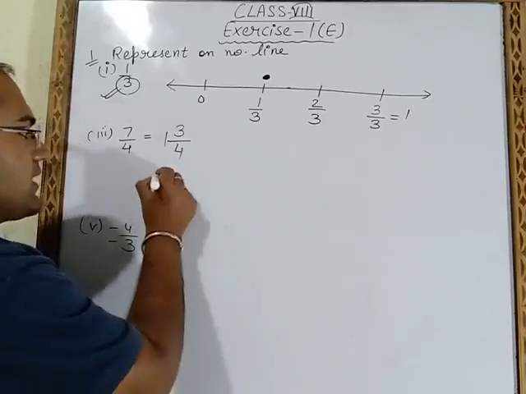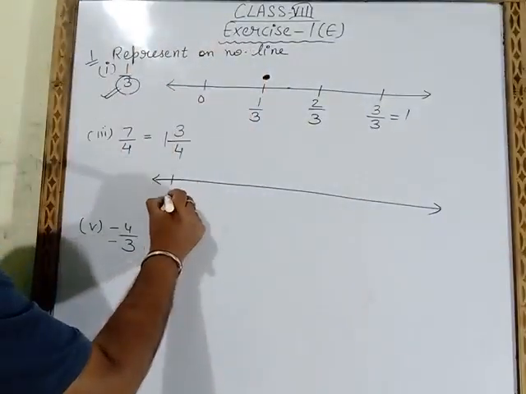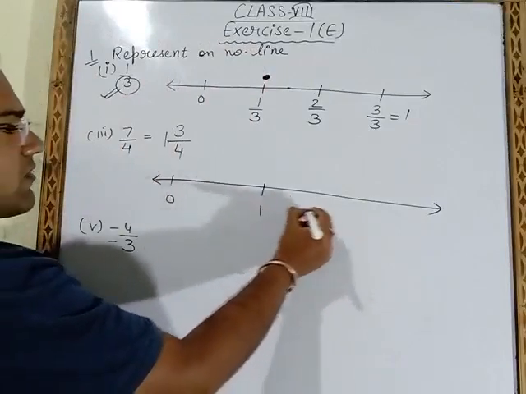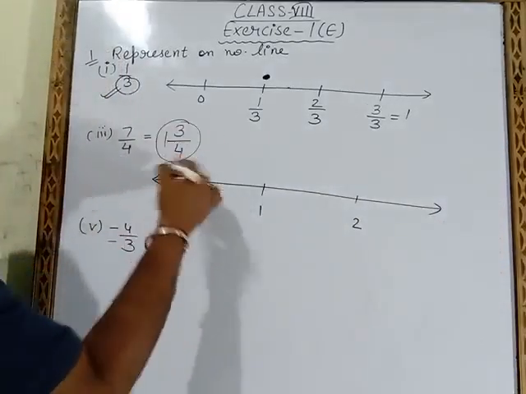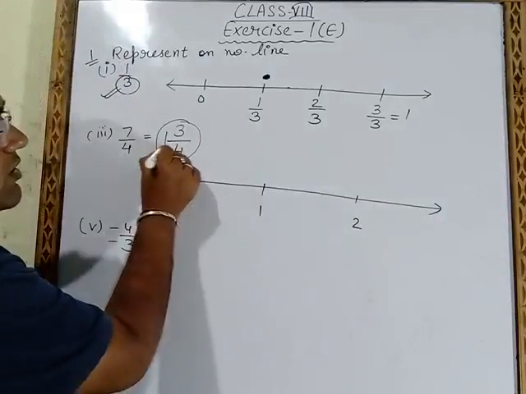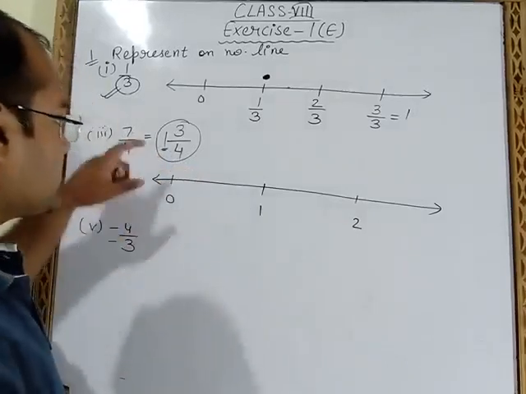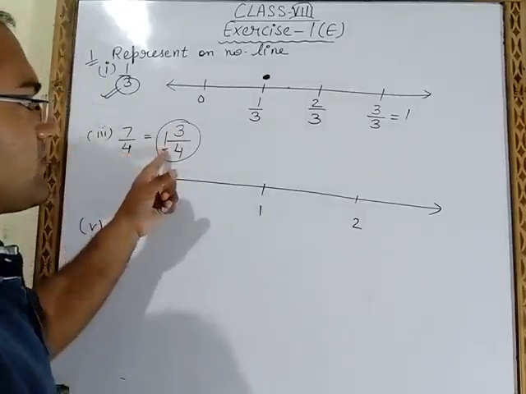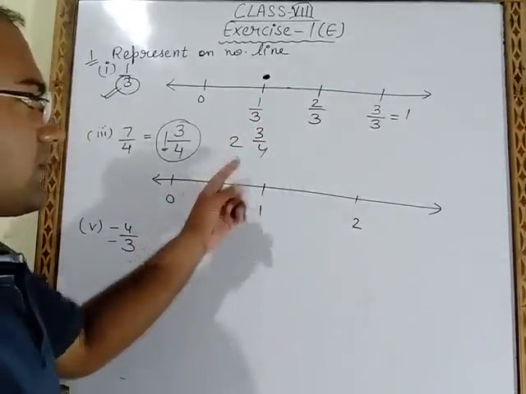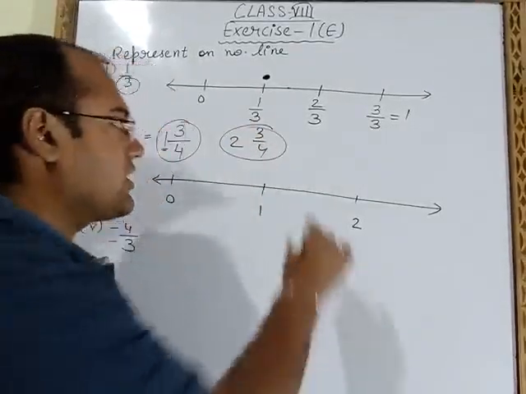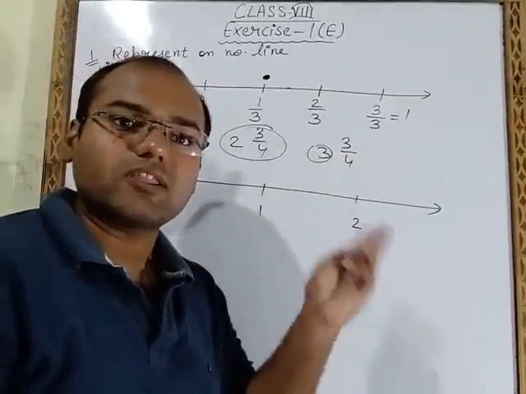Now we have to draw the number line. Here we will put 0, here we will put 1, 2, and so on. So 1 whole 3 upon 4 we have to show on the number line. What is given here in the whole? 1. That means this number will come between 1 and 2. If it were 2 whole 3 upon 4, then we would show this number between 2 and 3. If it were 3 whole 3 upon 4, then 3 is coming here, so we would show this number between 3 and 4.